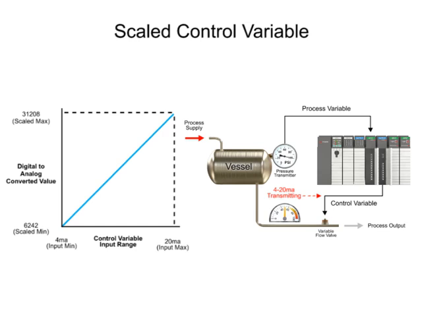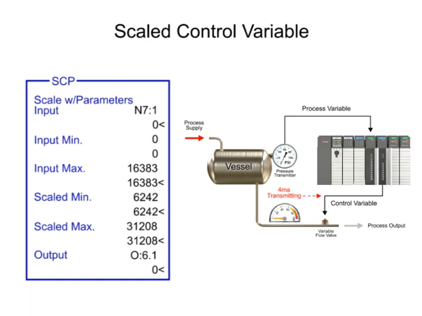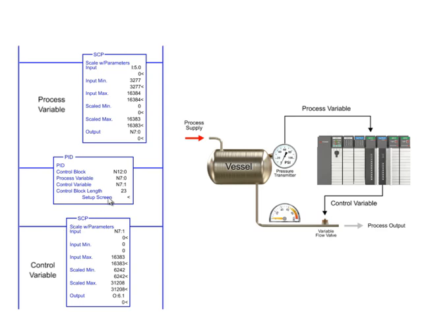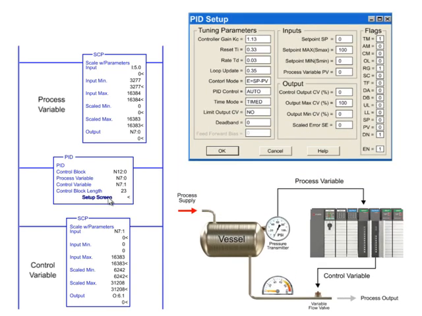The analog output module converts the digital value in the range of 6242 to 31208 to an analog signal of 4 to 20 milliamps. The analog signal is then sent to the flow valve, where the operating range is adjusted between 0 and 100%. With the data scaled using the SCP instruction, the process of controlling the pressure of the vessel to 50 psi continues by entering the set point of 50 in the PID setup menu.